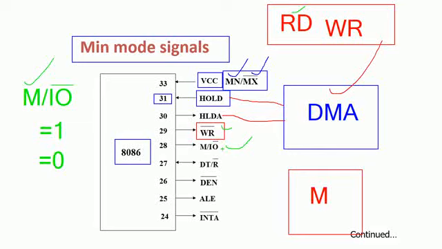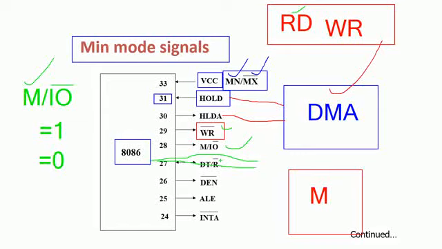We are having the M/IO bar, and another one is the DT/R bar. DT/R bar is nothing but the data transmit and receive signal. This DT/R bar is used for indicating the data direction, whether the data is transmitted from the microprocessor to the peripheral device or the memory device, or whether the data is going to be received from the peripheral device or the memory device into the microprocessor.